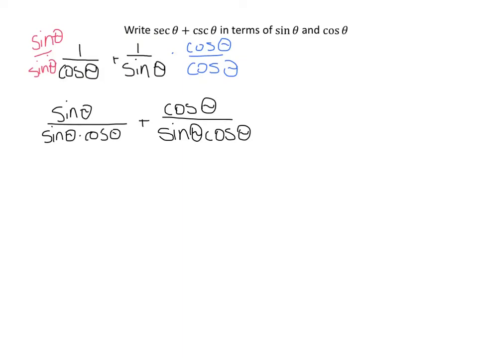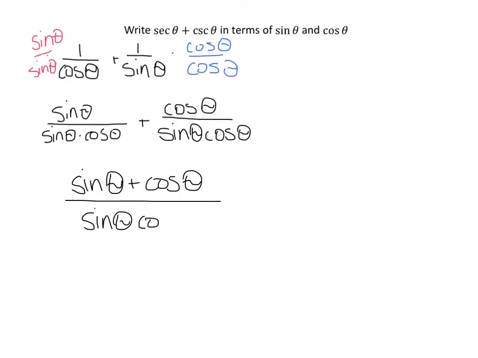Now what you should be able to recognize is that my two denominators are the same, sine of theta, cosine of theta. Remember, when you're adding fractions, you add your two numerators together, and then your denominator will stay the same. So when I add my numerators, I get sine of theta plus cosine of theta divided by sine of theta times cosine of theta. A lot of you are going to want to start canceling stuff out. You cannot do that. This plus sign is here to tell you that you cannot just start canceling things. And as a matter of fact, this is your simplified answer.